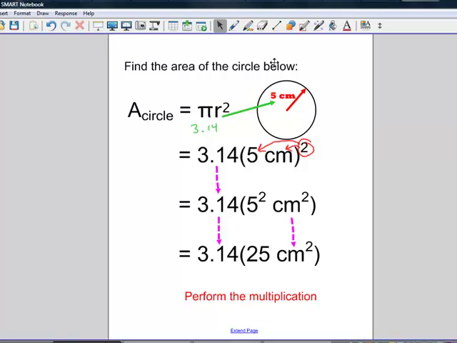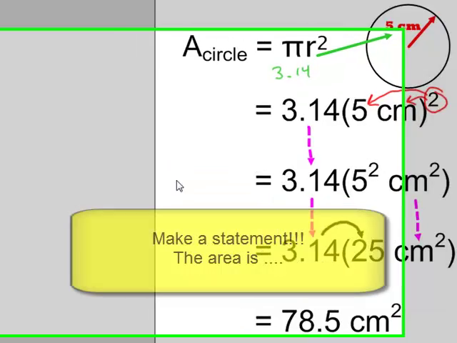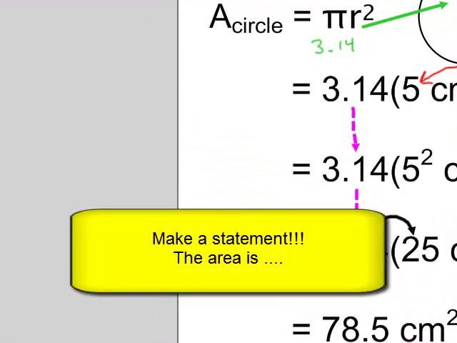The next step that we have to do is multiply 3.14 times the number 25. When we do this, we'll find that we come up with 78.5 centimeters squared. And that's the area of the circle that we were given in the diagram.